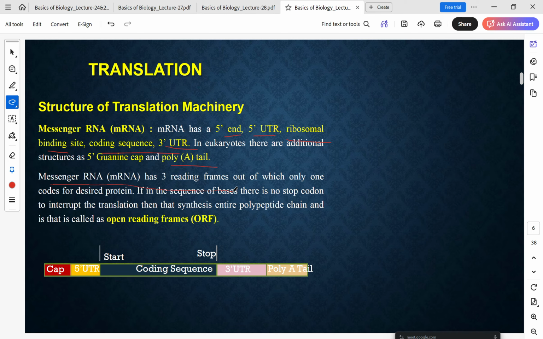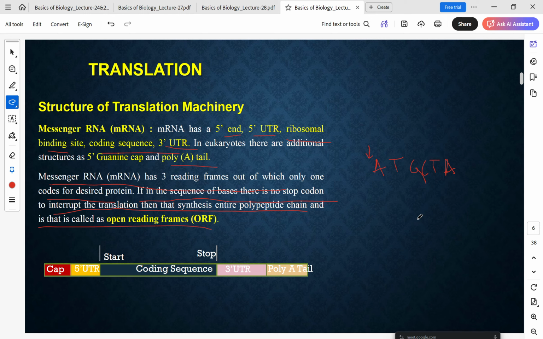So, the messenger RNA has three reading frames, out of which only one codes for the desired protein. If in the sequence of bases there is no stop codon to interrupt the translation, then the synthesis of the entire polypeptide chain occurs, and this is known as an open reading frame. So, suppose you have A, T, G, C, T, A. This is just an example. It will be substantially longer than this, but the start can happen here from ATG.